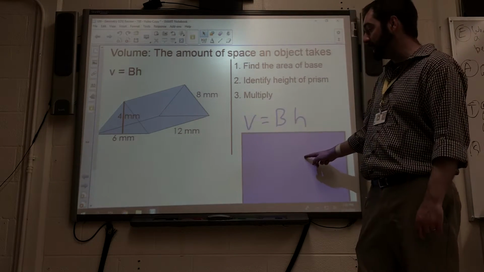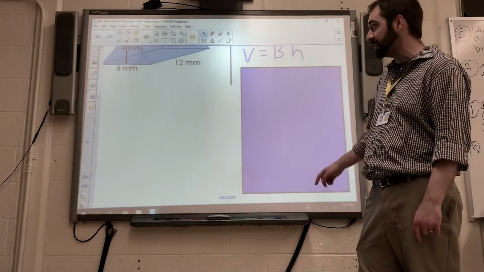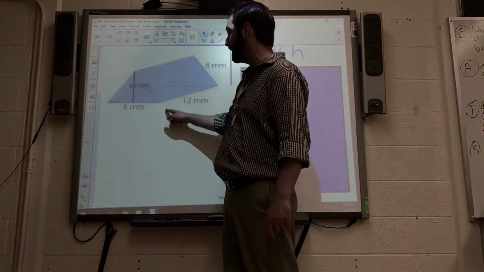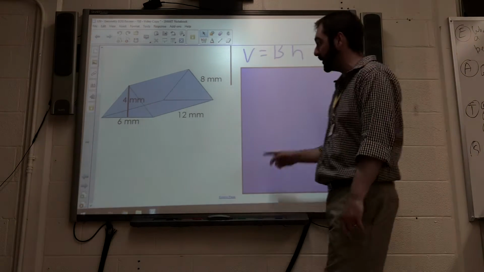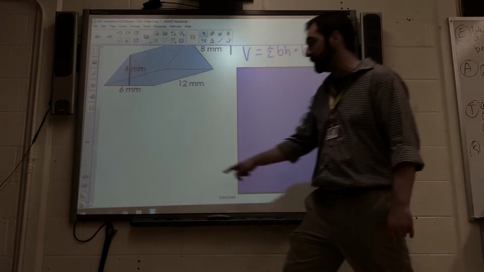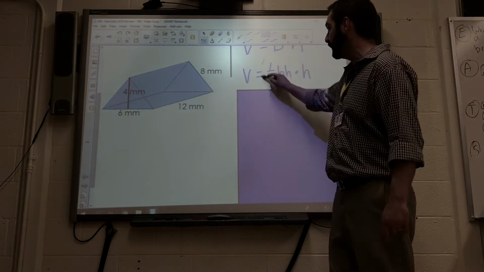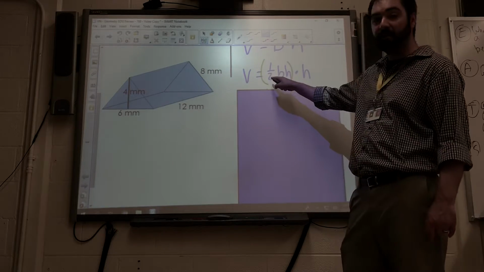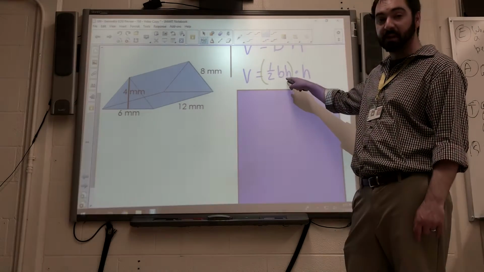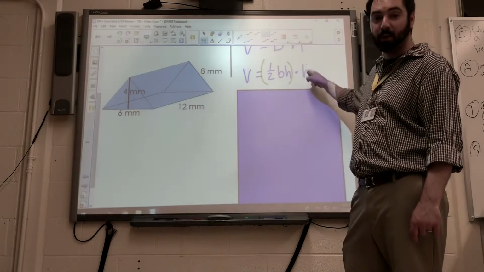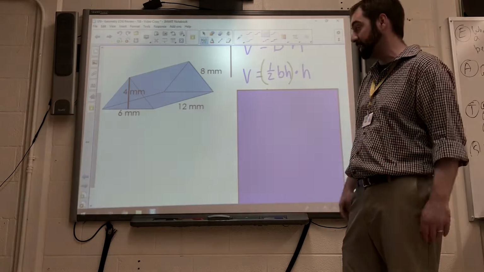So, again, I started with that generic formula. Then I thought to myself, well, what type of prism did they give me here? They gave me a triangular prism, meaning that big B, that area of the base, really means this right here that I'm going to put in parentheses. It means 1/2 times the base of the triangle times the height of the triangle. But again, I can't forget about multiplying it times how tall the entire prism is.